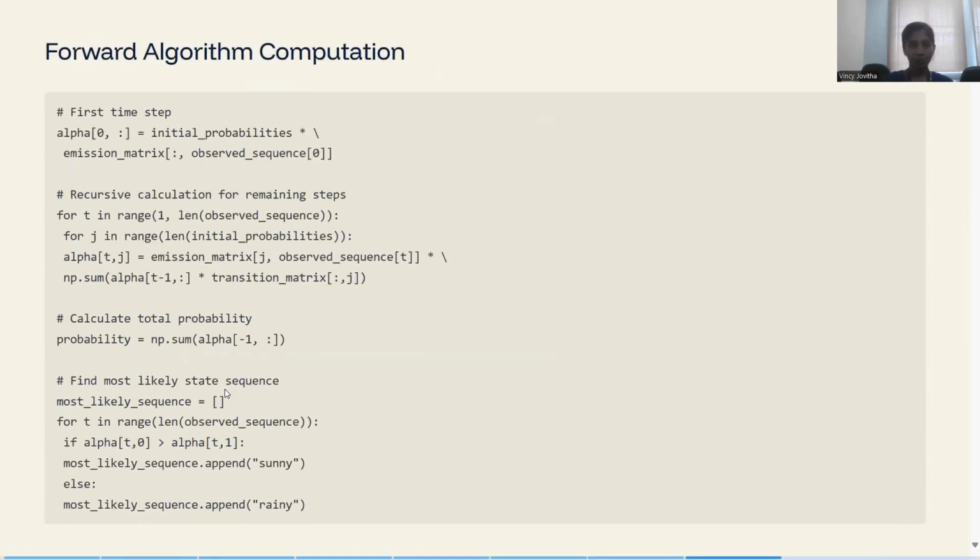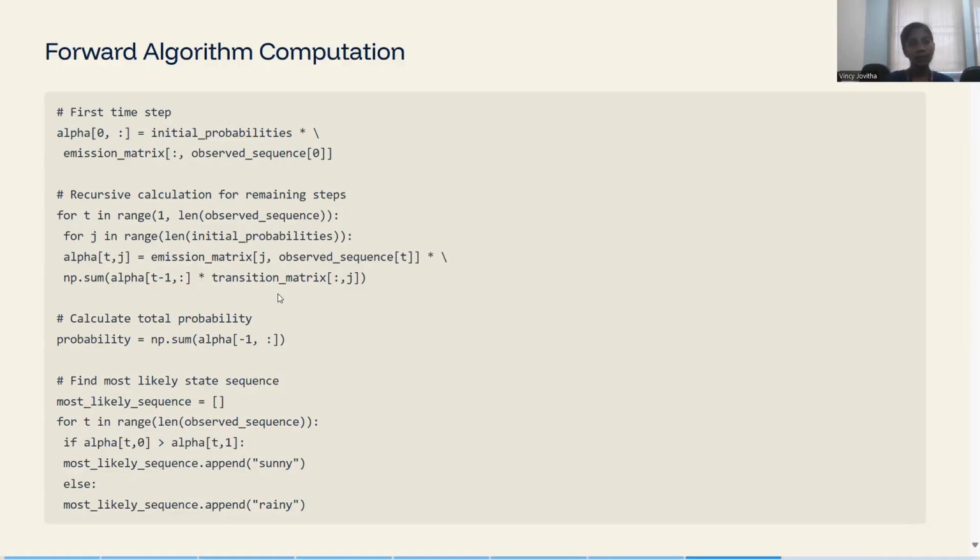Moving on to the forward algorithm computation. At the first step, we initialize the alpha and the observed matrix over here. And moving on to the recursive calculation for the remaining steps. For t in range 1 until the length of the observed sequence, we iterate this loop. And within this loop, we have defined another loop over there.